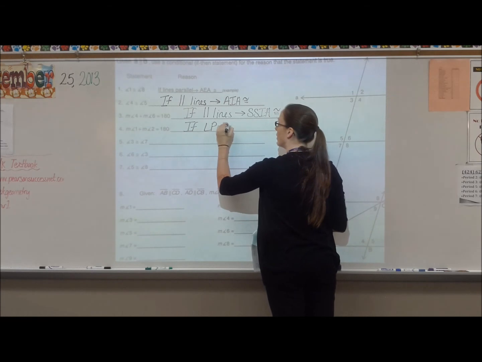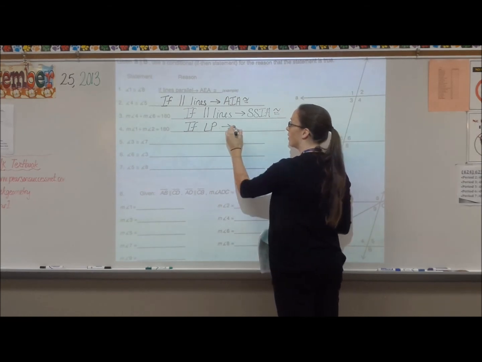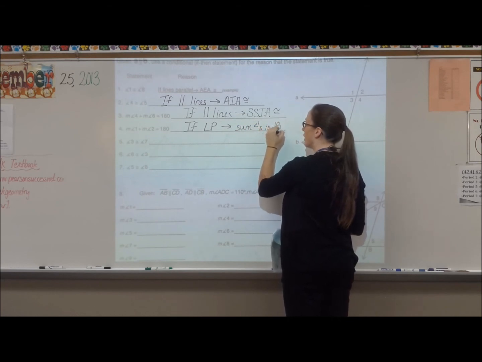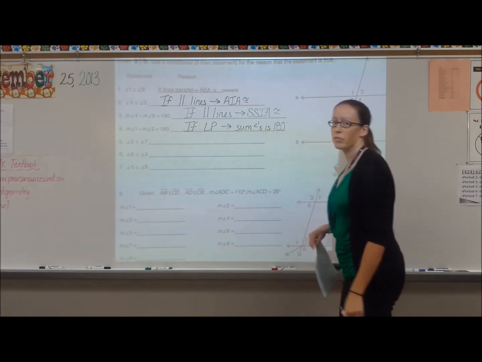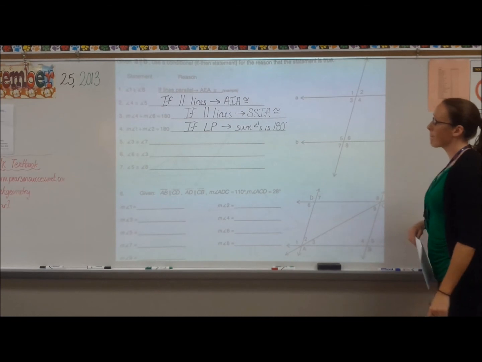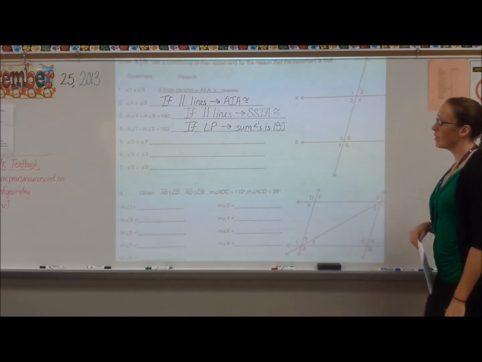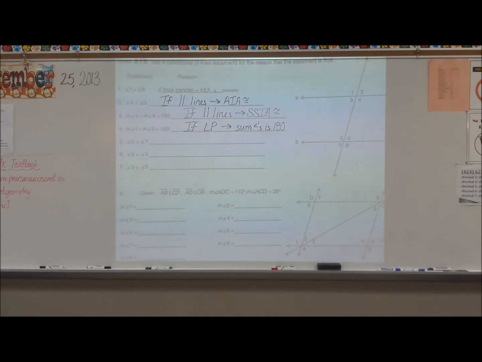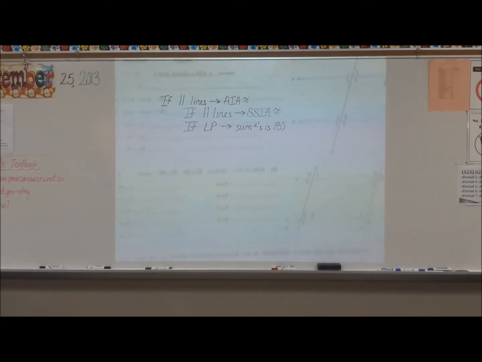If LP, then sum angles is 180. That's going to be your best fit property there. All right, drop down to the bottom of this side. Please find numbers 9, 10, and 11.